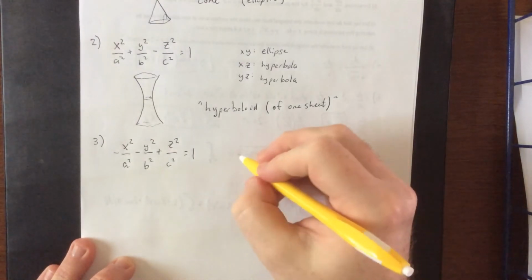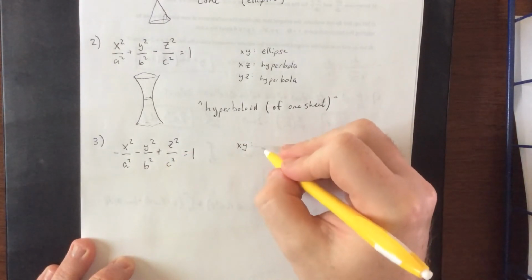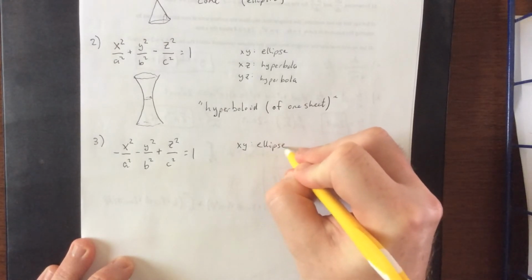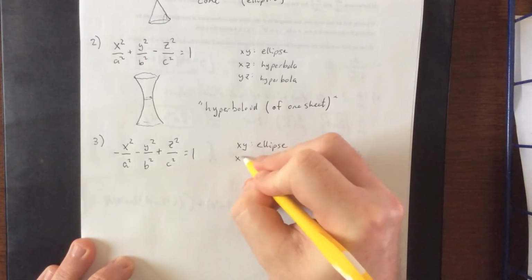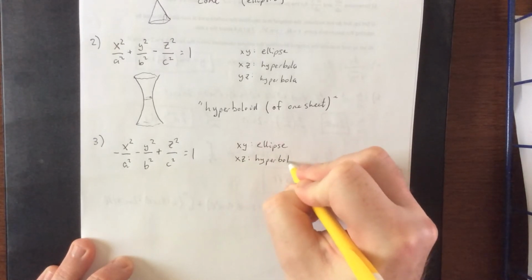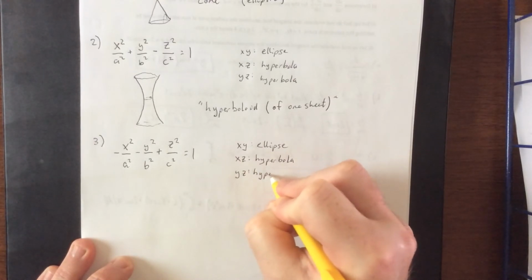If you were to take a look at the traces, once again, x, y, they're on the same side. They have both negative coefficients, which means that we are going to see an ellipse. For the xz, once again, you're going to see the hyperbola. And for the yz, once again, you are going to be seeing the hyperbola.